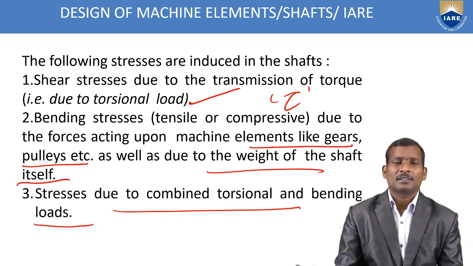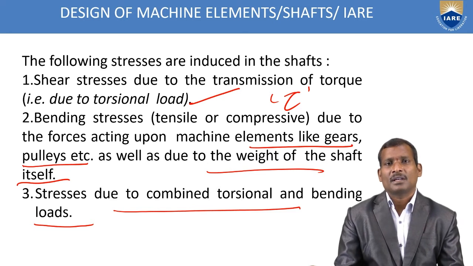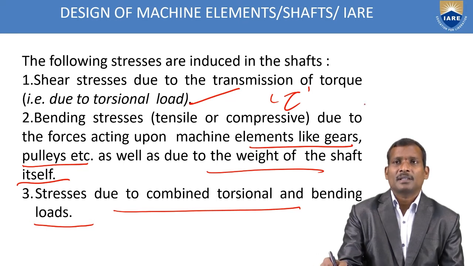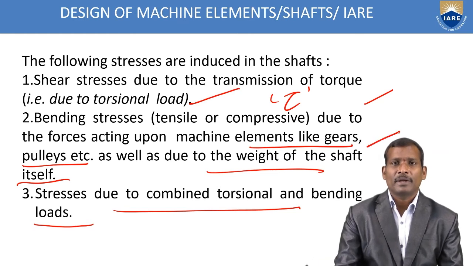Suppose in the second case, the bending stresses will be induced due to the bending load only. There are no other loads like normal axial loads, shear loads, or torsion loads. Only bending load. In this case, bending stresses will be induced in the shaft. The first case is for twisting moment, the second case is for bending moment, and the third one is a combination of these two.